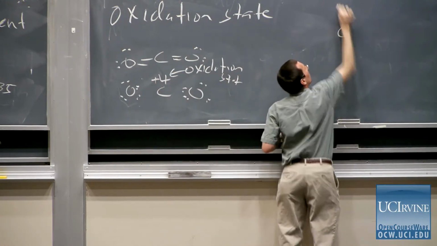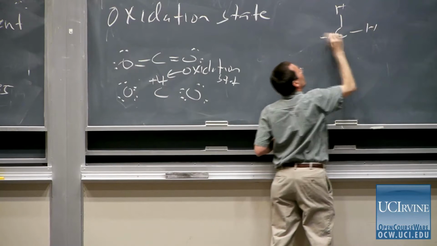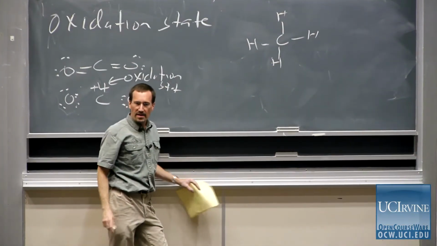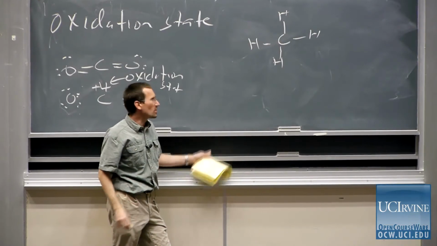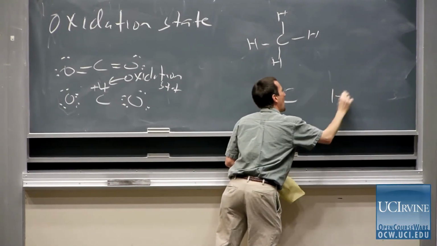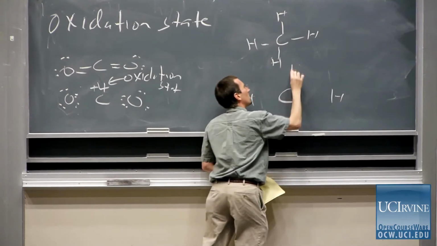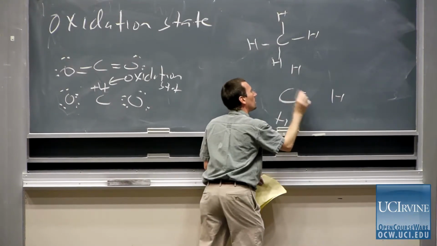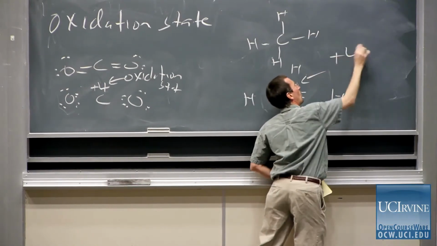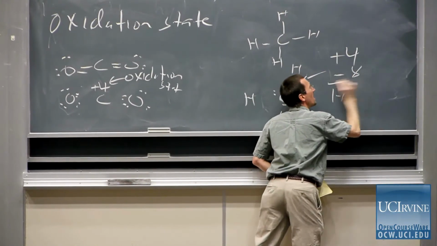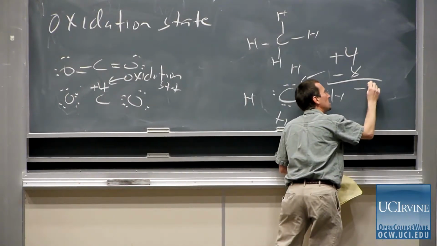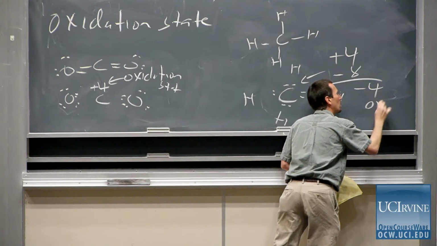Methane. Carbon is more electronegative than hydrogen, so we play the same game, but now we give our electrons to carbon, and so we have plus 4, the nuclear charge, minus 8, the 4 electrons, and our net oxidation state is negative 4.